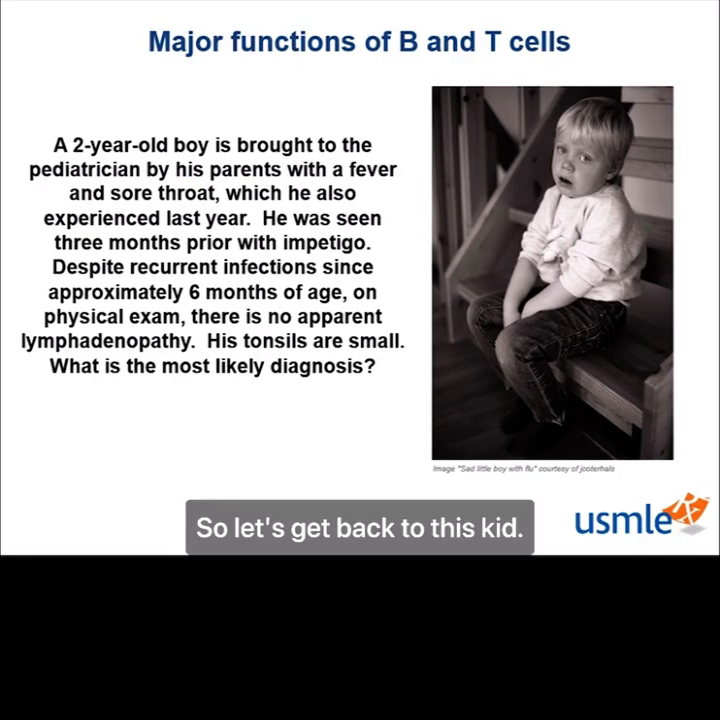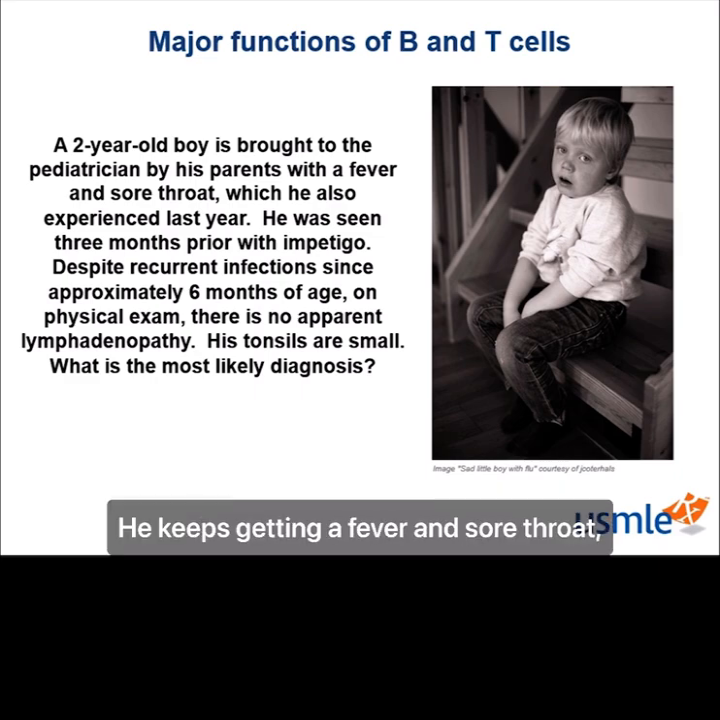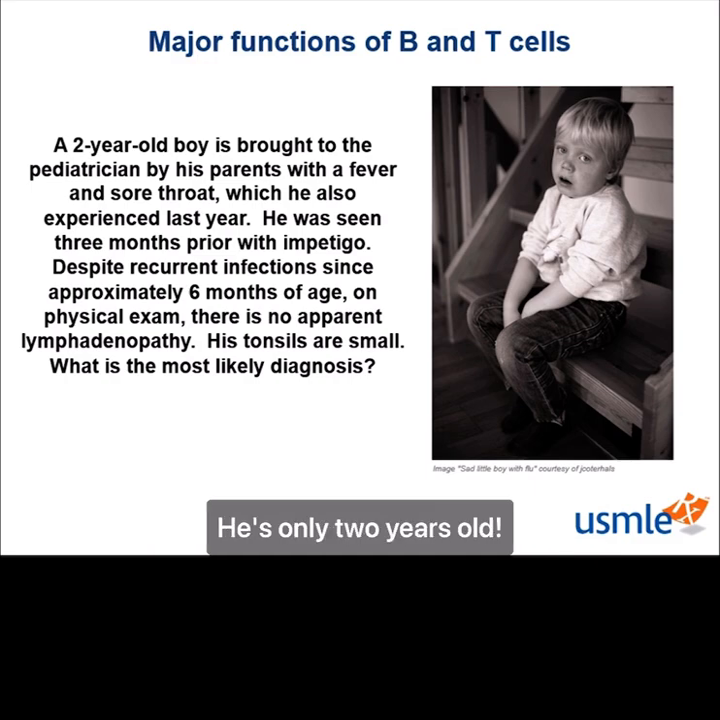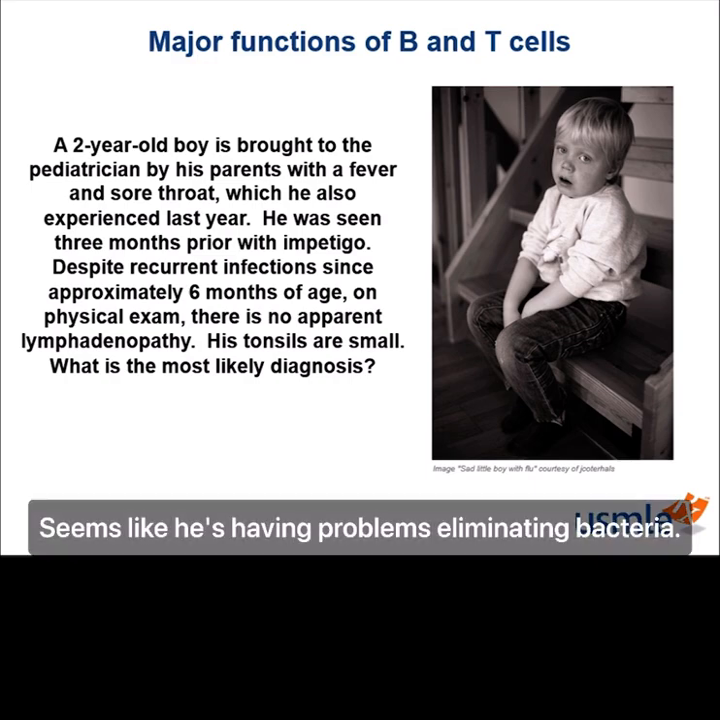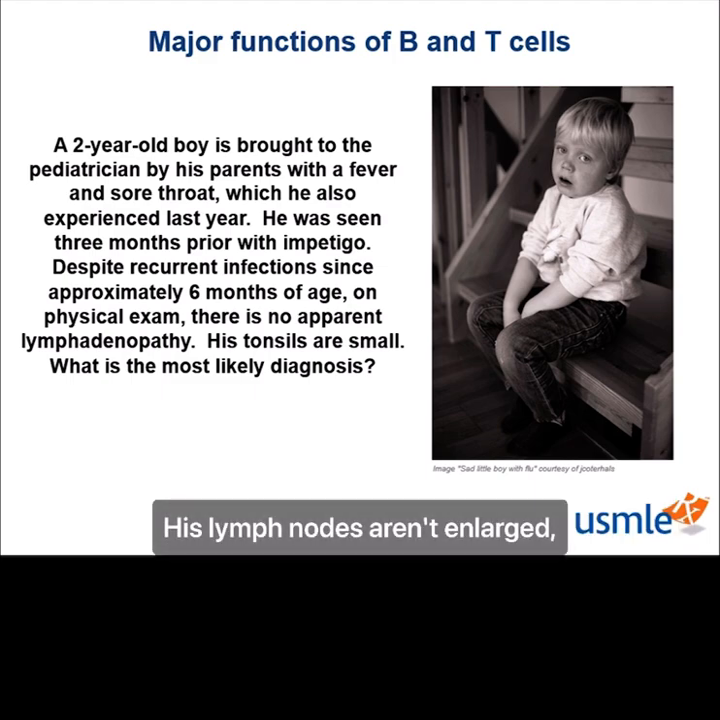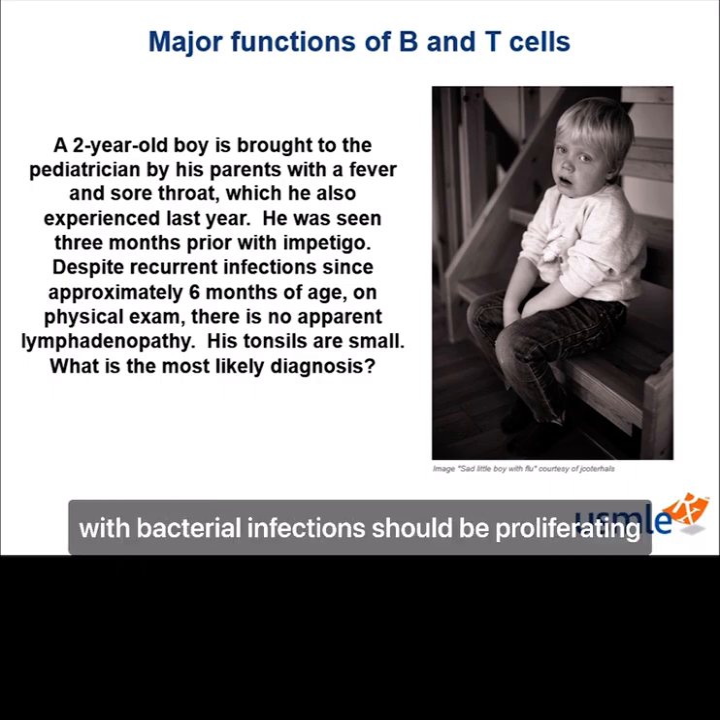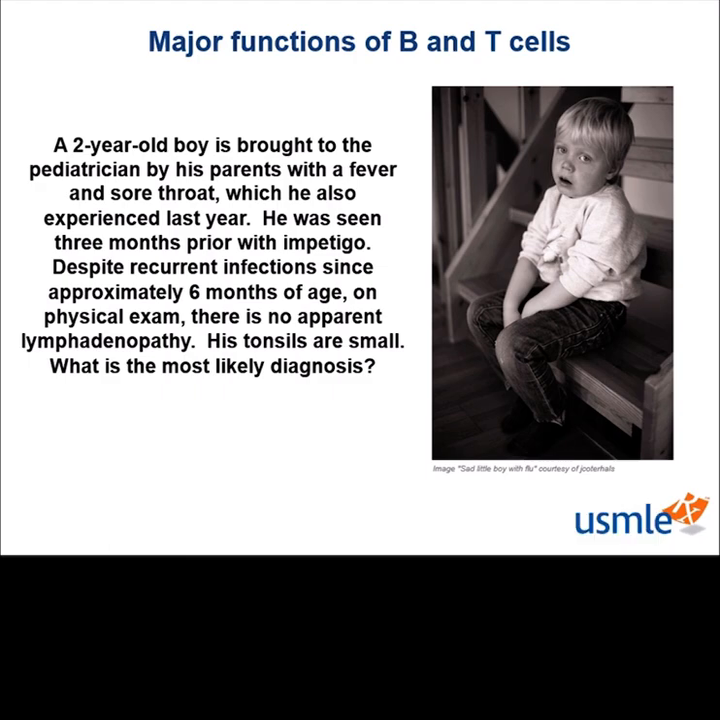So let's get back to this kid. What's his problem? He keeps getting a fever and sore throat, and he's had impetigo before too. He's only 2 years old. Seems like he's having problems eliminating bacteria. His lymph nodes aren't enlarged, and his tonsils are small, which doesn't make sense, because our B cells that help us with bacterial infections should be proliferating in our lymph node follicles and germinal centers.